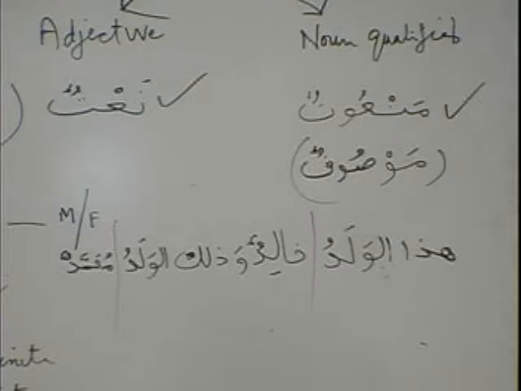So the first question is Hazal Waladu Khalidun. What is Haza? Mubtada. And Al Waladu? Why? Because Ismu Ishara has come and is followed by a noun. Whenever Ismu Ishara comes followed by a definite noun with Al, that definite noun will be the Badal, substitute. And we will have lots of examples from the Quran. So what is Khalidun? You put a line, then Khalidun is Khabar. Now remember, I'm going to ask every one of you, so be prepared to answer.